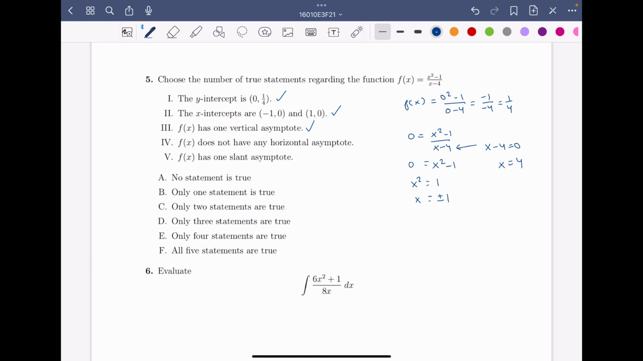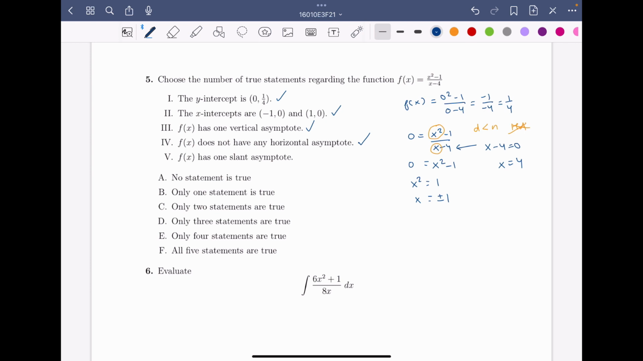If the power in the numerator, right here, is higher than the power in the denominator, considering the term with the largest power, then there is no horizontal asymptote. So again, if the denominator has a lower power than the numerator, there is no horizontal asymptote. So this is true. And then finally, f of x has one slant asymptote. Because the power is bigger on the top than on the bottom, we are likely to have a slant asymptote.